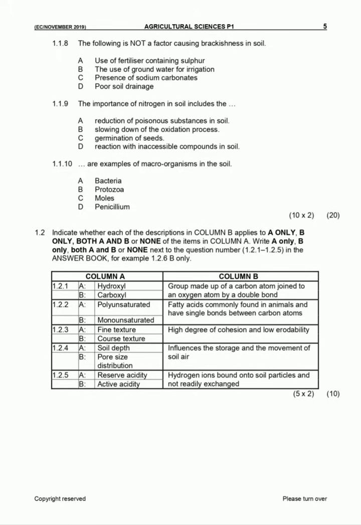Because remember, you have been given two options there. On 1.2.1, you've been given two options, so you're only going to write one answer. Fatty acids commonly found in animals and have single bonds between carbon atoms. So what are those? Is it polyunsaturated, monounsaturated? What do we mean by monounsaturated fatty acids or polyunsaturated? Does this apply to both of them or none of these ones? So now do your research, write the correct answer and let me know.